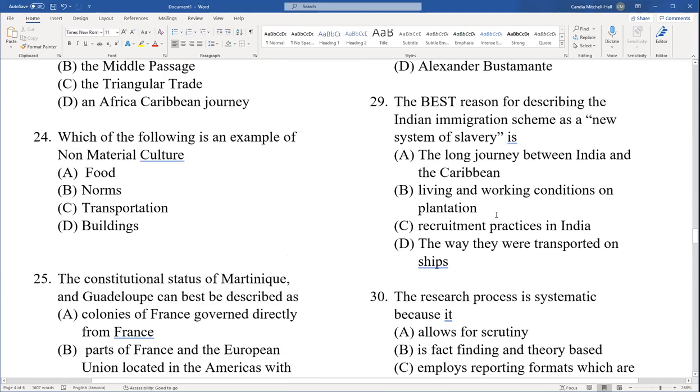The best reason for describing the Indian immigration scheme as a new system of slavery is? Living and working conditions. Repeat. The answer is B as in boy. Correct.